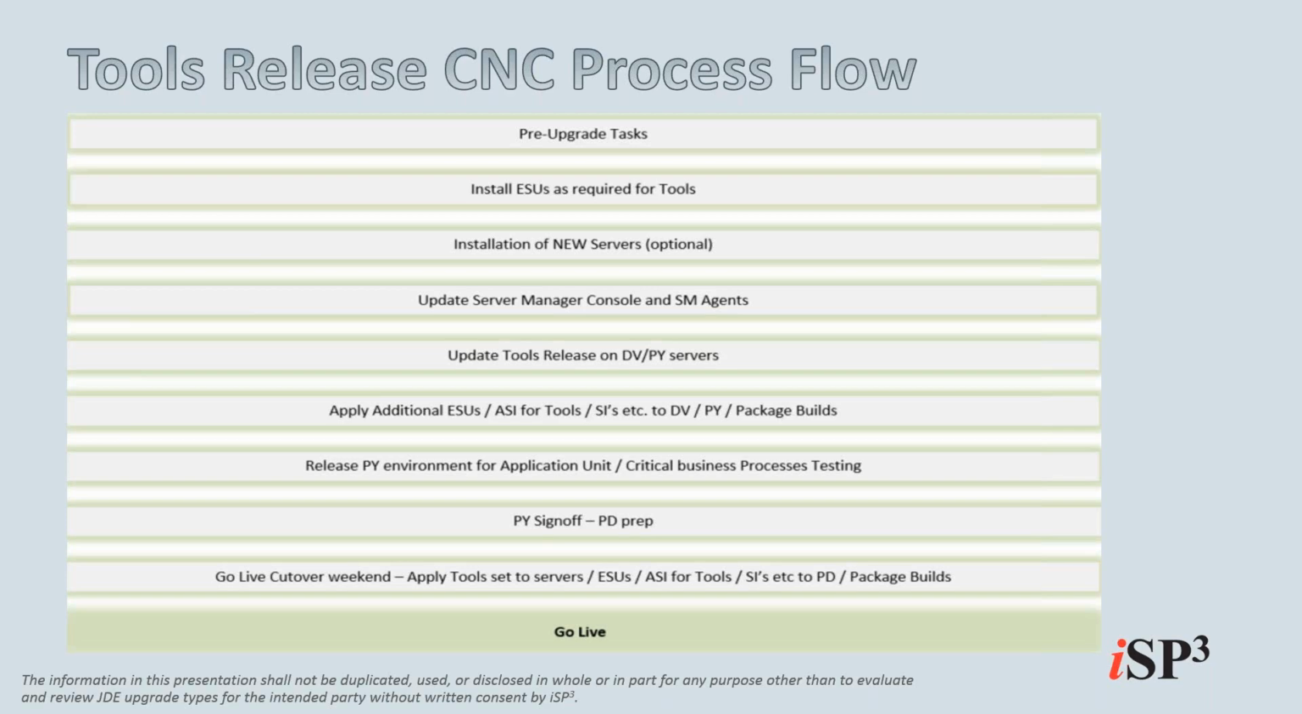So the PD prep is a lot simpler, obviously, for a tools upgrade versus an application upgrade, because you're not dealing with the whole pulling of the database, of the tests, the business data, control tables onto new servers. You're not dealing with that level of detail. You're just updating the actual path codes and system directories, and then applying your ESUs. So that's what a tools release process flow looks like, versus the application level.